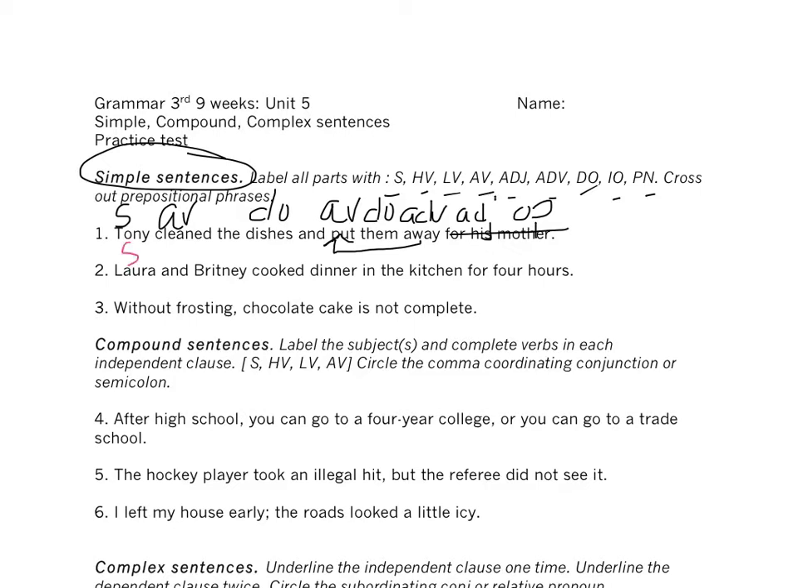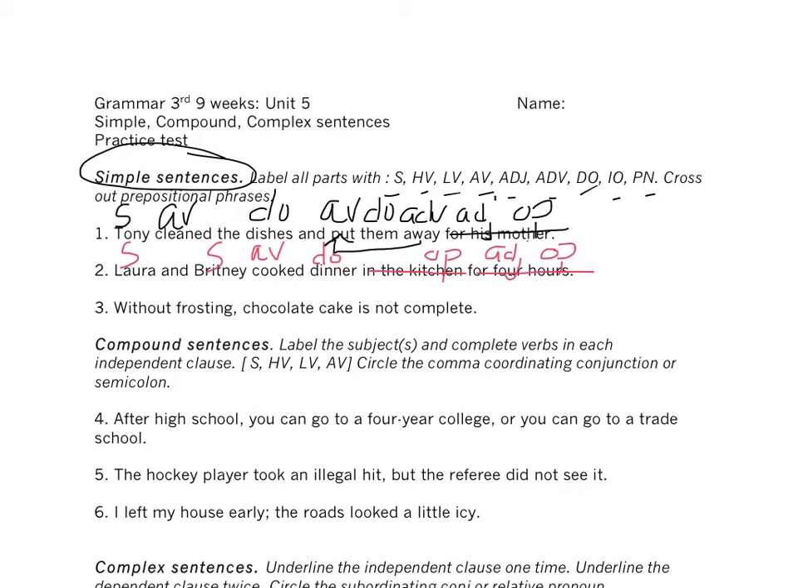Laura is the subject. Brittany is a subject. Cooked is an action verb. What did they cook? Dinner. There's your direct object. Prepositional phrase, prepositional phrase. For is a preposition with the object of the preposition hours.